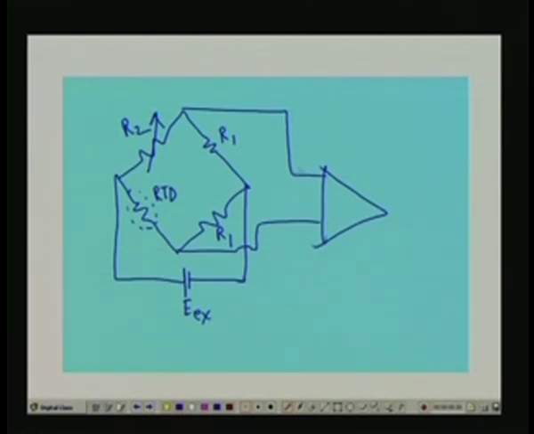So, this is our Ea, I should rather name it Ea, this is our output, and this is the instrumentation amplifier, right. So, a variable resistance R2 is necessary, so that the bridge remains balanced at 75 degree centigrade. We take that Ex equal to, suppose, 10 volt, right.